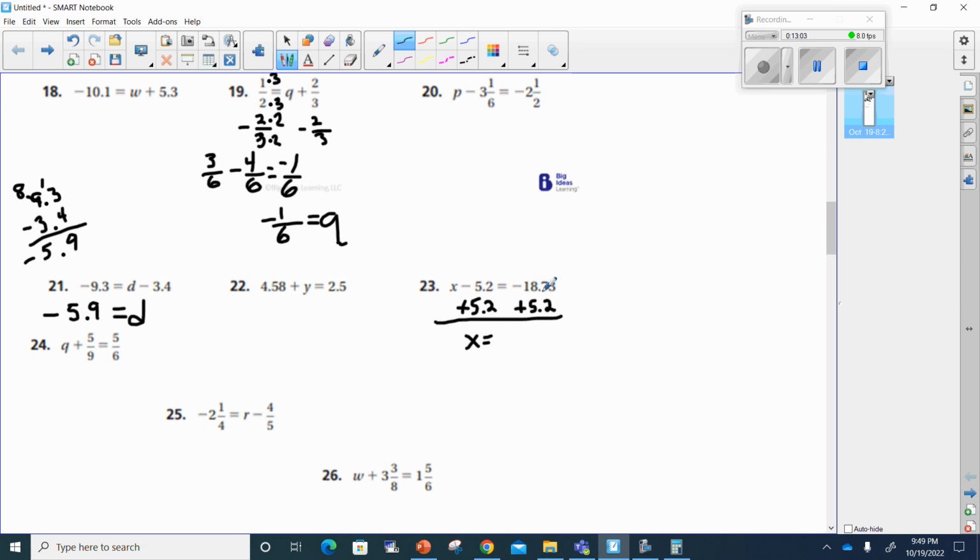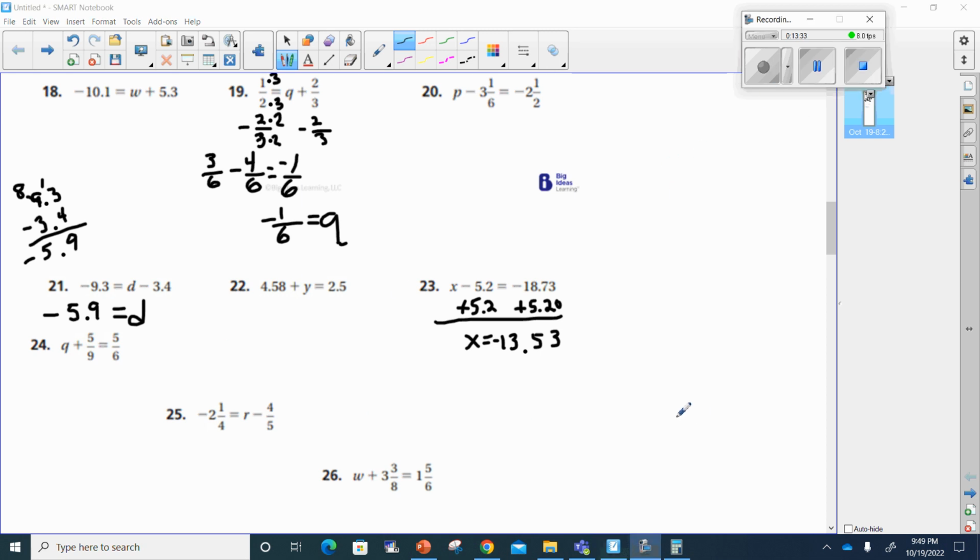My signs are different, so I'll find the difference. I'm going to take this big number minus the small number. And remember to fill in zeros where I'm not going to subtract anything. 3 minus 0 is 3. 7 minus 2 is 5. 8 minus 5 is 3. And the 1 comes down. And I keep the sign of the big number. So this would be a negative 13.5.